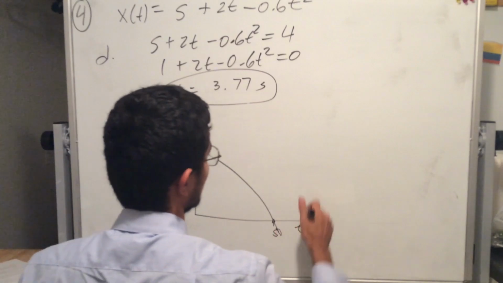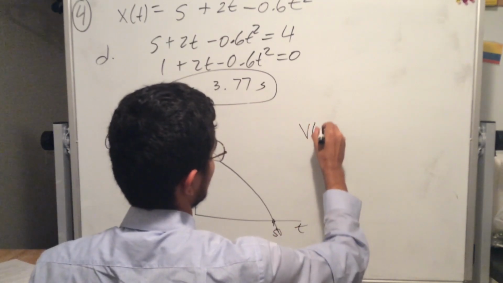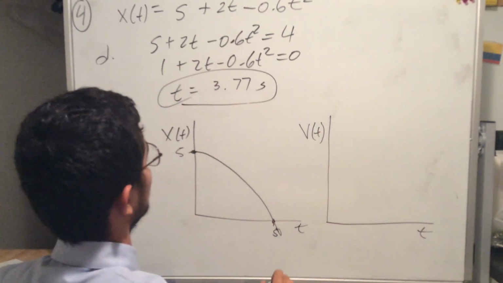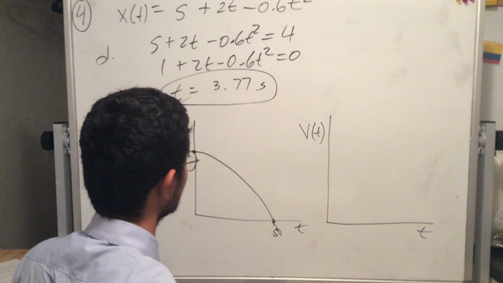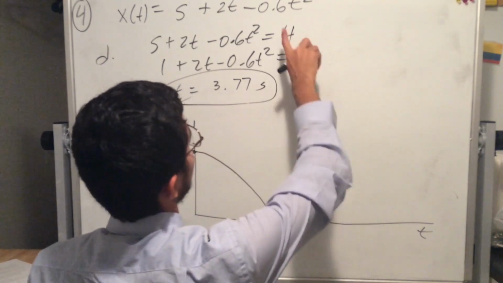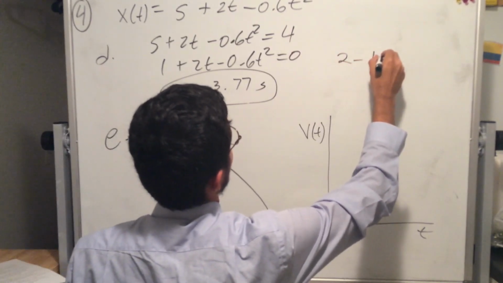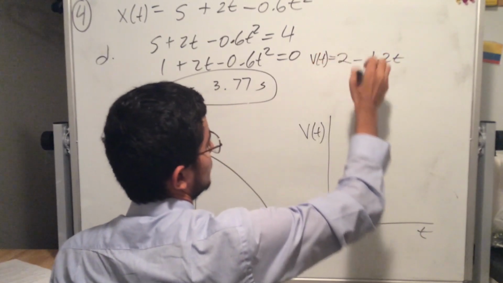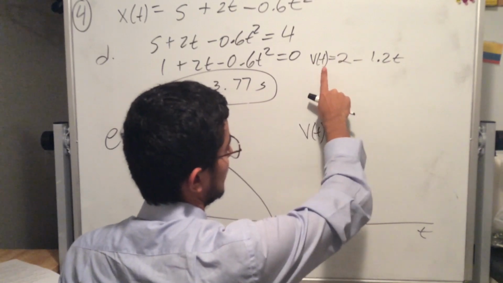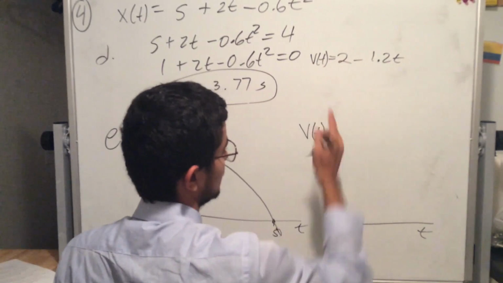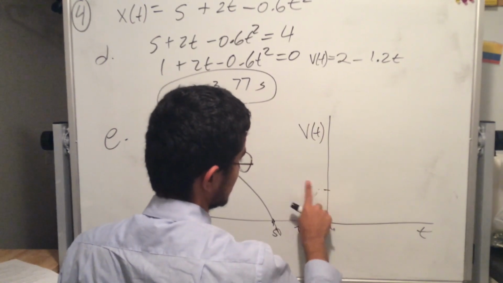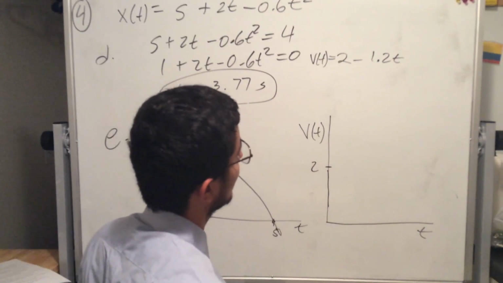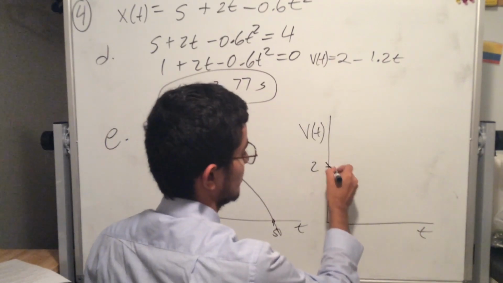So let's go ahead and do the velocity function, v of t. We know that's going to be the derivative of this. So it's going to be like that. It's going to be 2 minus 1.2t. So this is v of t. When t is equal to 0, v of t is 2, so it's somewhere over there. But let's actually bring the scale up a little bit. So that's going to be 2. And it's a negative relationship, so it's going to be like that.